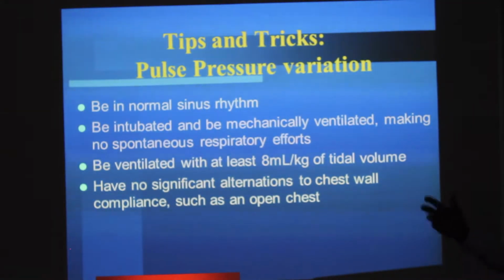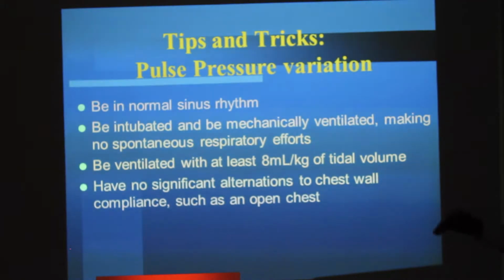So, what are some tips and tricks for pulse pressure variation which we need to know about? The patient has to be in normal sinus rhythm. If he's in atrial fibrillation, you won't be able to get it, because the contractility of the LV is going to be affected, therefore the stroke volume is going to be variable. The patient should be intubated on mechanical ventilation, not spontaneously breathing over the ventilator and fighting, because you won't be able to use the interaction between the lungs and the heart.